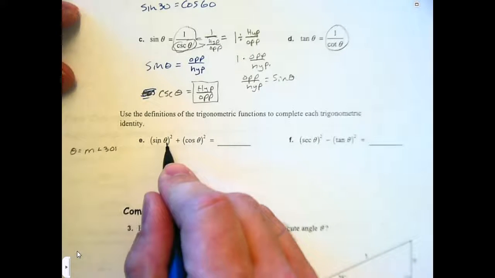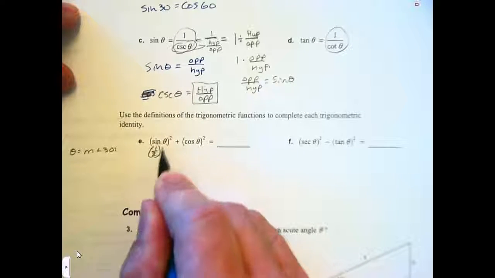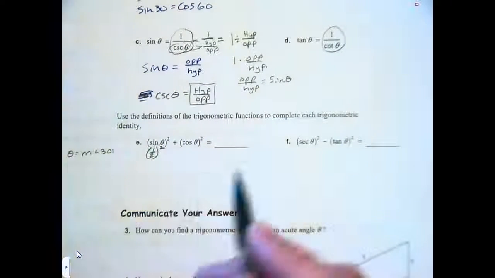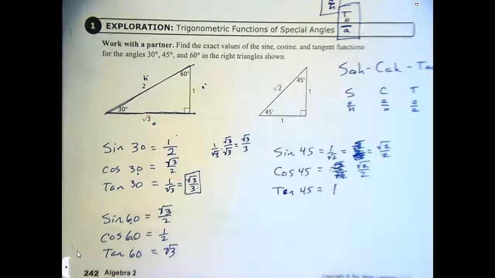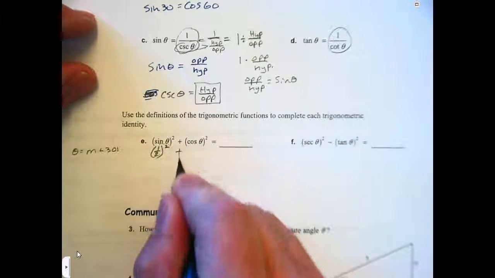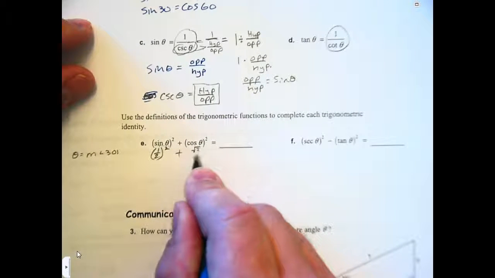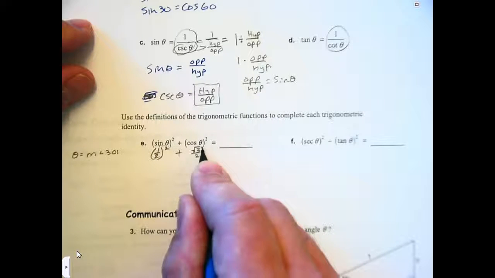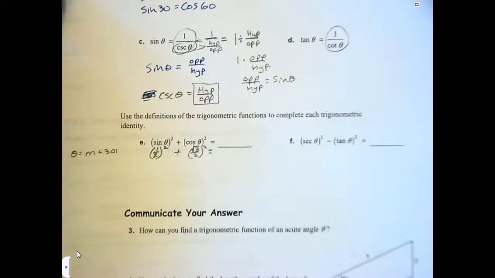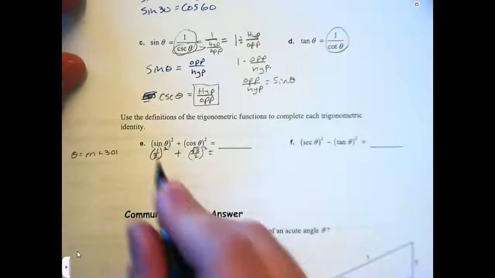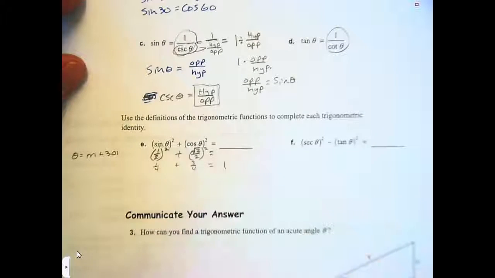So if we have the sine of 30 squared, what is sine 30? 1/2 squared. Well, no, it's not always 1/2, right? It could be any angle. We just have some values that we could try. So 1/2 squared plus, what's cosine of 30? Root 3 over 2 squared equals what? Equals 1.